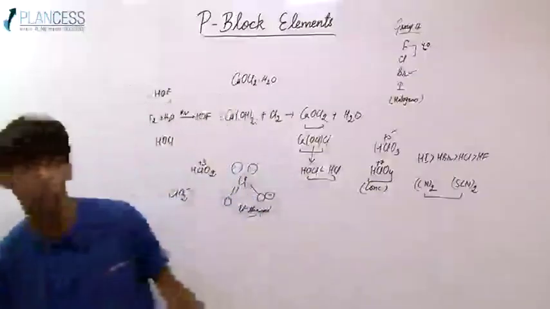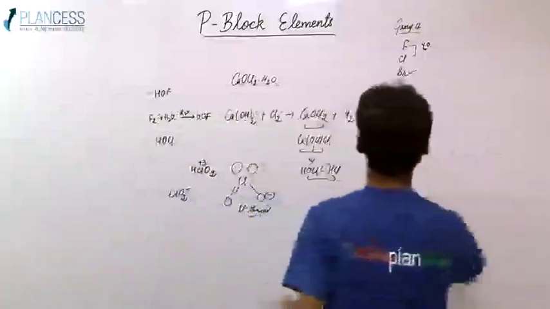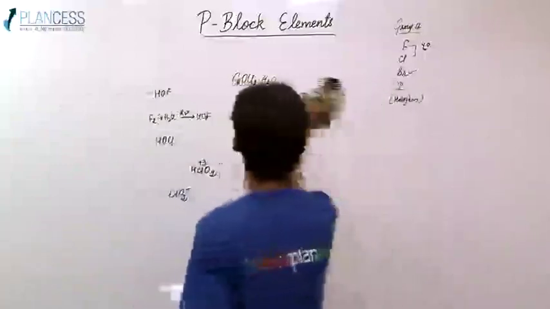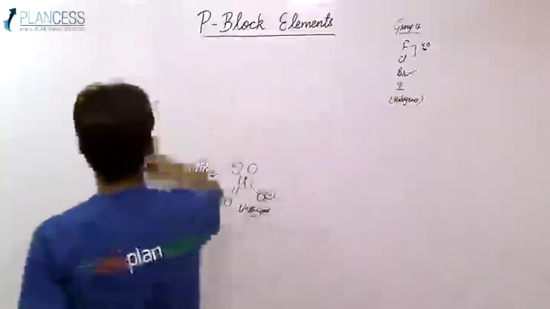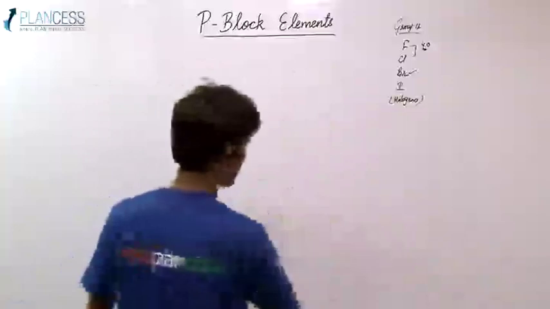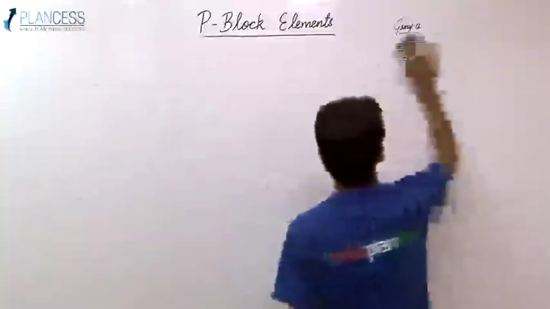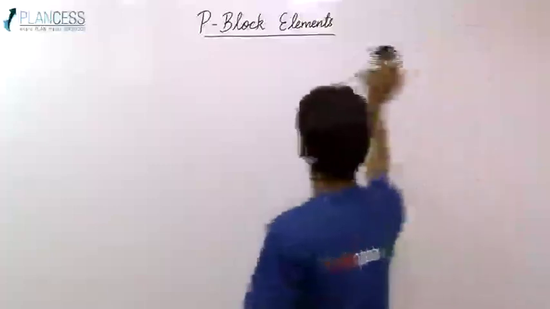Now moving on to group 18, that is the group of the inert gases. There are not many compounds of the noble gases. However, for xenon, there are some compounds with fluorine and oxygen. Xenon is found to be the most reactive among the noble gases.